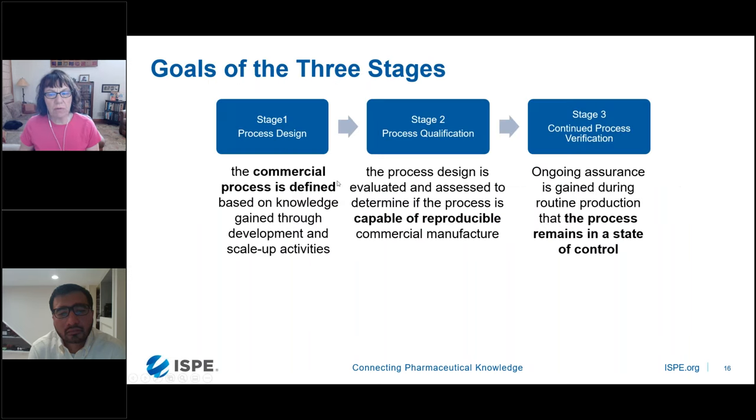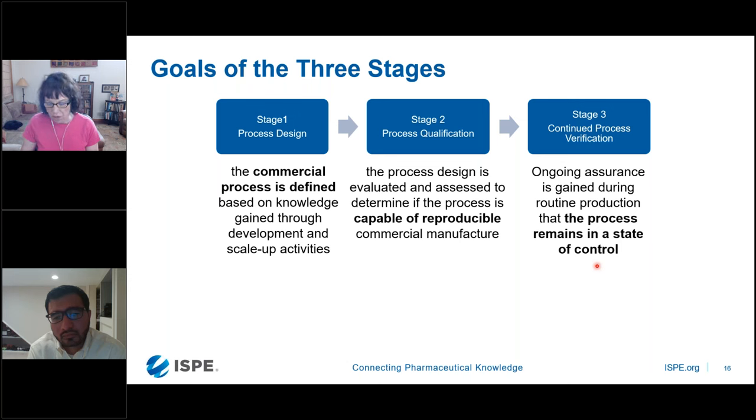So here are the three stages that we've mentioned and you may be familiar with. Stage one, stage two, and stage three, and the goals. In stage one, the commercial process is defined based on knowledge gained through development and scale-up activities. In stage two, the process design is evaluated and assessed to determine if the process is capable of reproducible commercial manufacture. And in stage three, we're obtaining ongoing assurance that during routine production the process remains in a state of control. If you remember, in a few of those warning letters, these words state of control are mentioned in several of those letters.